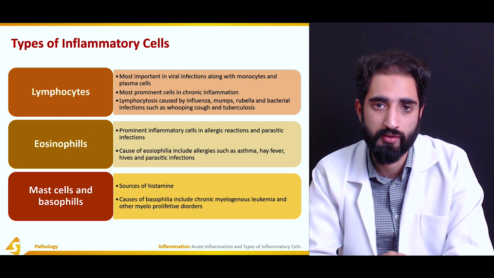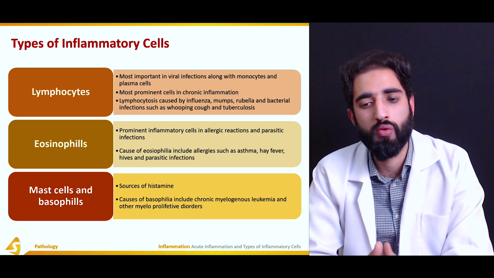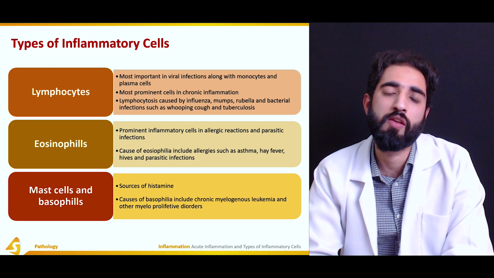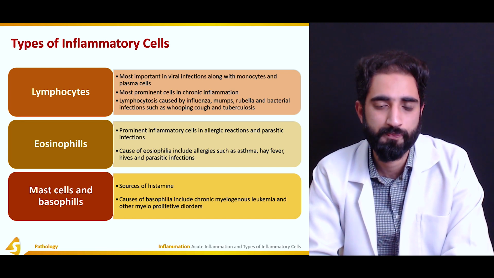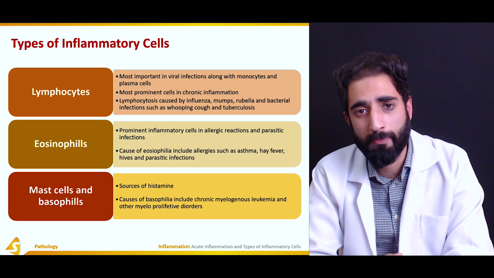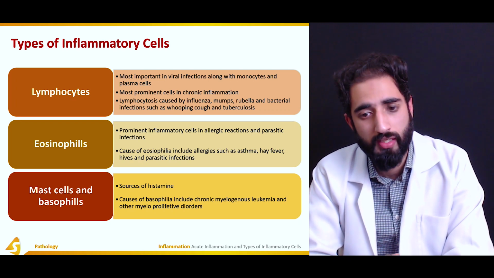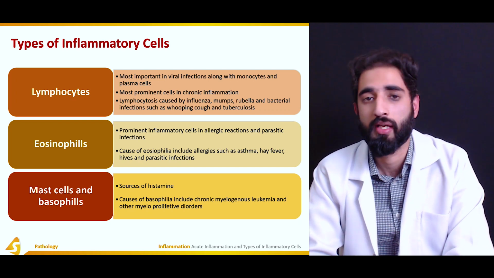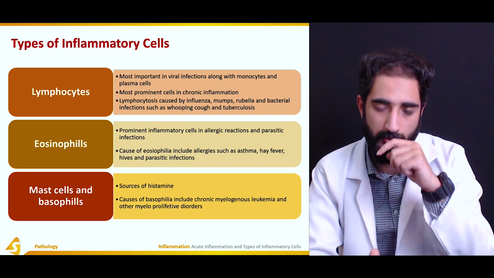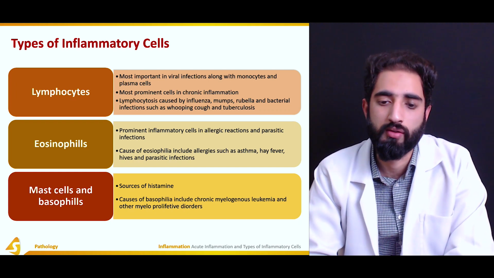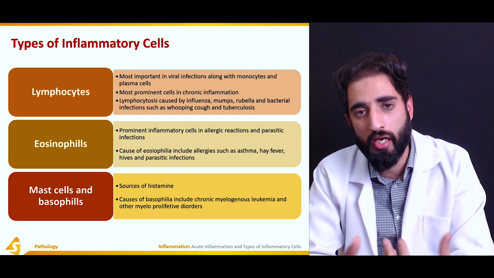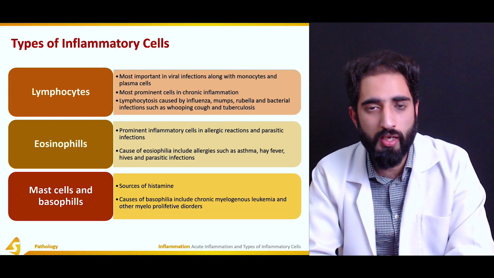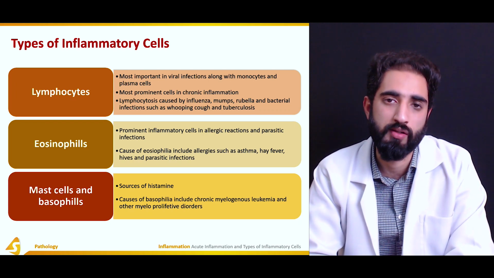Eosinophils are prominent type of inflammatory cells which are found in cases of allergic reactions and parasitic infections. The causes of eosinophilia include allergies such as asthma, hay fever, hives, and different types of parasitic infections. Now, mast cells and basophils are another type of inflammatory cells which actually produce histamine, and histamine is a very important chemical which is involved in the process of inflammation. The causes of basophilia, which is the increase in the basophils, include chronic myelogenous leukemia and other myeloproliferative disorders.